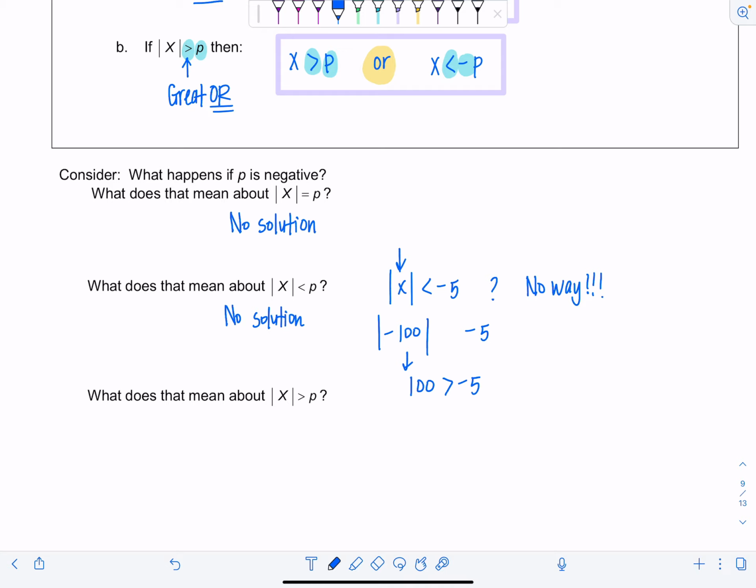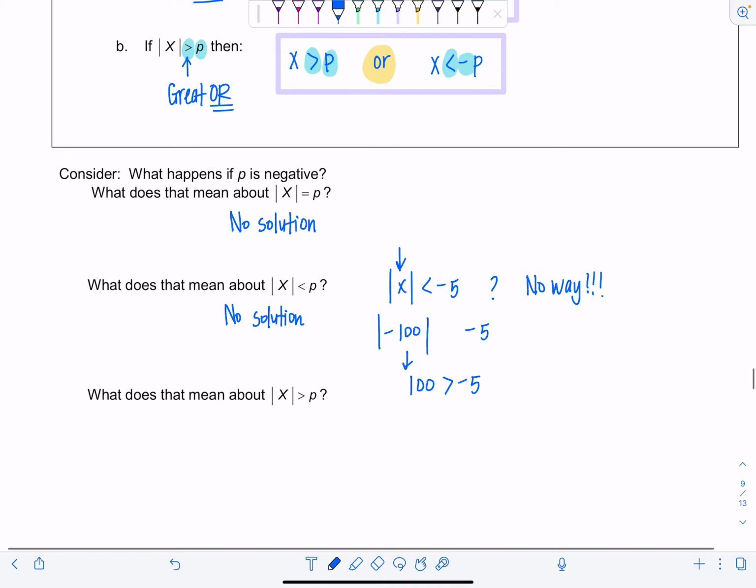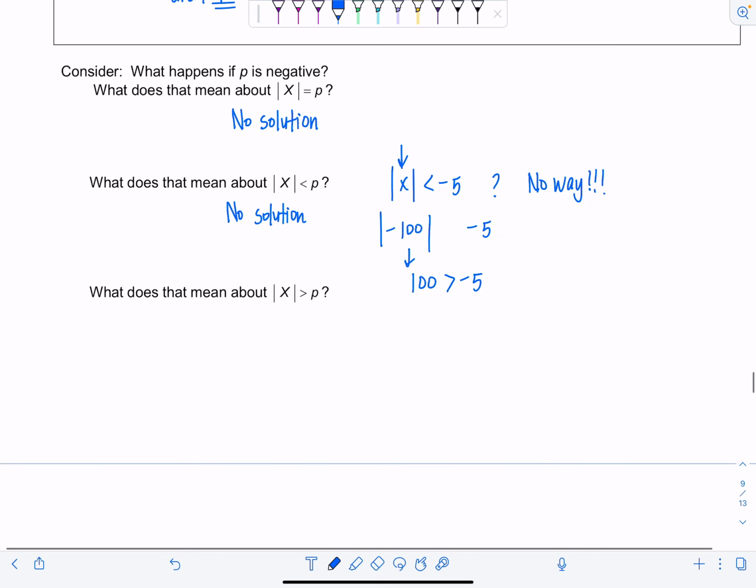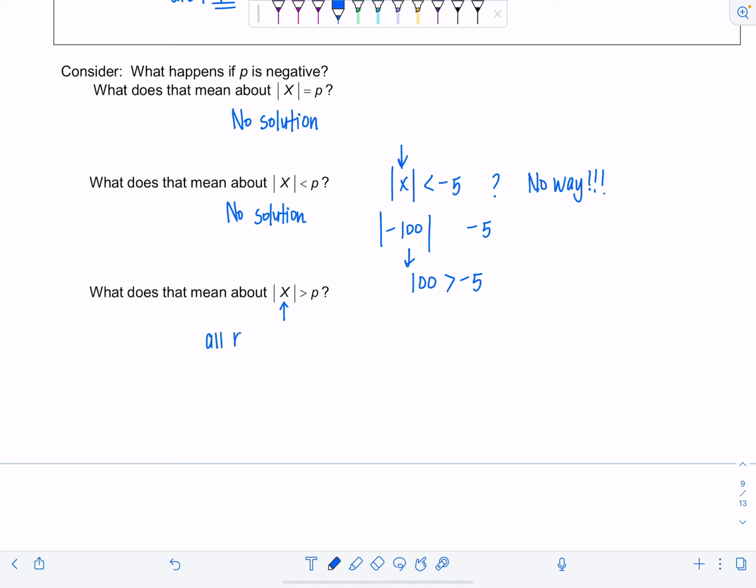Now what about the last one? What if you have absolute value of x is greater than p and p is negative? Well, then you could put anything you want in there for x, because after you take the absolute value, of course it's going to be bigger than a negative number. So all real numbers would work. You don't even have to try solving it, okay? Just relax. And in interval notation, you would write negative infinity to infinity.